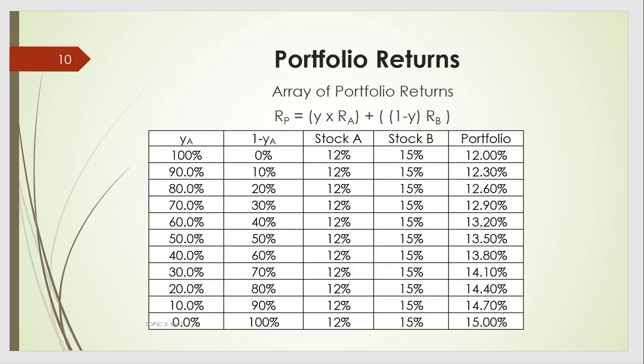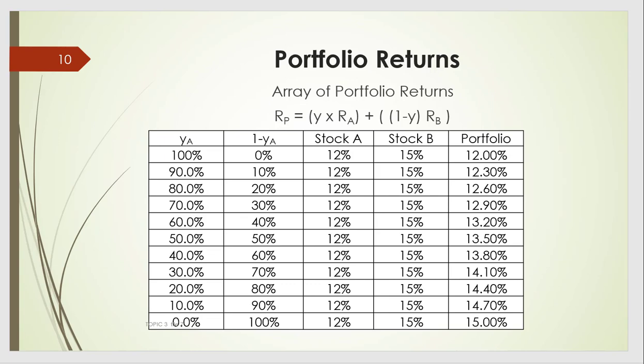Now I want to switch to allocation, and now I'm looking at the allocation from 100% in A to 0 in A. And I'm looking at the returns, simply running from 12% in the first row to 15% in the bottom. And if we look at the 60-40 row towards the middle, there's our 13.20. Had we done 50-50, the return would have been 13.50, etc. Notice that from the top of the screen to the bottom of the screen, because I have the smallest return of the stock on the top and the largest on the bottom, it's always increasing.